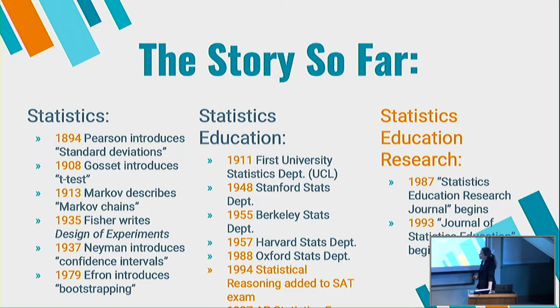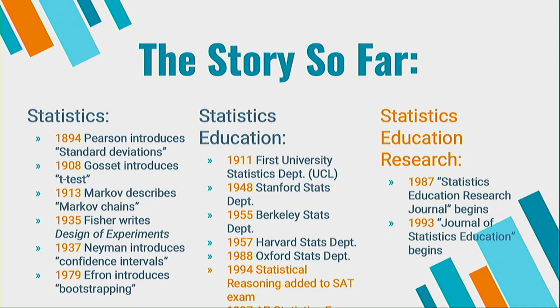Statistics in the form that we see it today, I would have it emerging early to mid 20th century. There's some things going on before then, but really significant things that I think are huge bread and butter of what we use nowadays appear around about this time. Statistics education comes along a little later in kind of a widespread form. So the very first university statistics department, University College London, 1911, other big departments catch up in the mid 20th century.